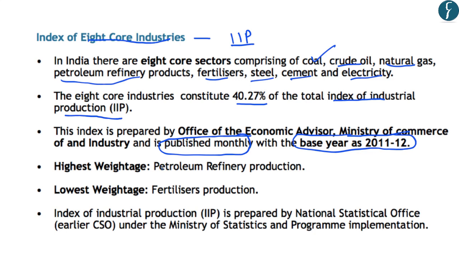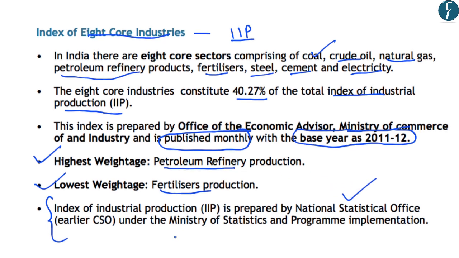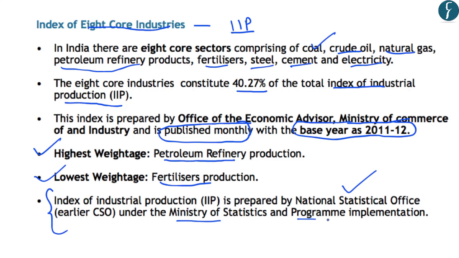Now, besides all these facts, you should also be aware of which industry has the highest weightage as well as the lowest weightage. The highest weightage is for petroleum refinery production and the lowest weightage is for fertilizer production. Now, as we know that the index of 8 core industries is published by the Office of Economic Adviser under the Ministry of Commerce and Industry, you should also be aware that the index of industrial production is prepared by the National Statistical Office under the Ministry of Statistics and Programme Implementation.